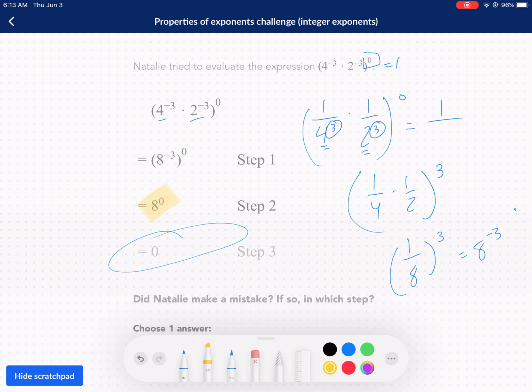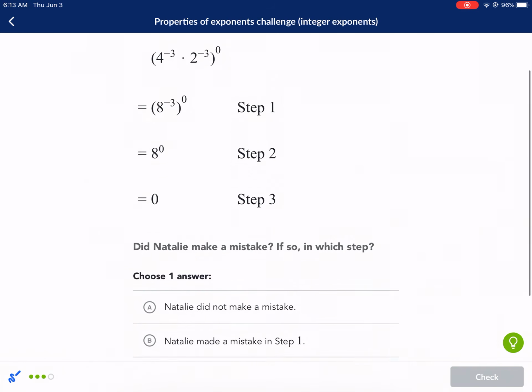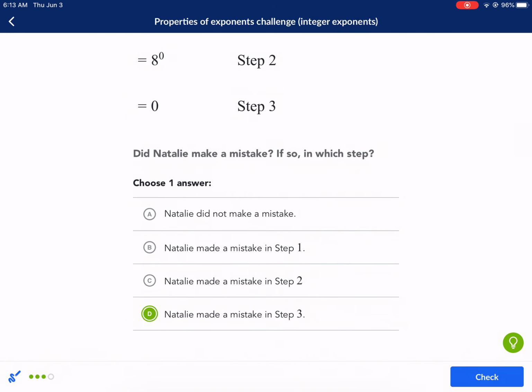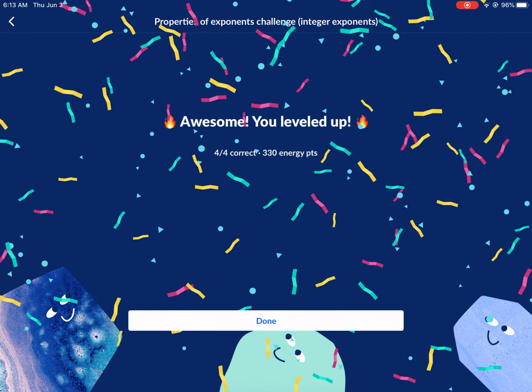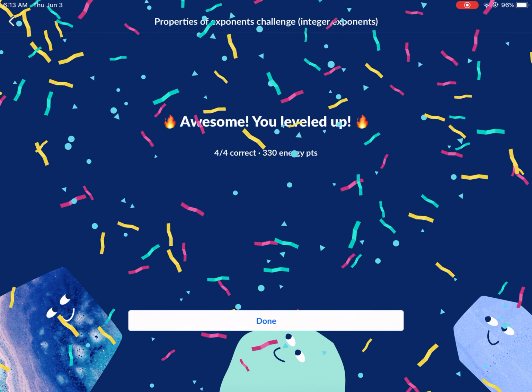But we have 8 to the 0. That's good also because we have a power raised to a power, so we multiply. But 8 to the 0 is not 0, it's 1, as we talked about right from the very beginning. So for this last one, step 3, she done goofed. All right, there we go. Almost made a mistake. So Natalie made the mistake, not us.